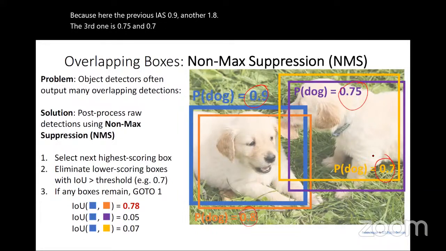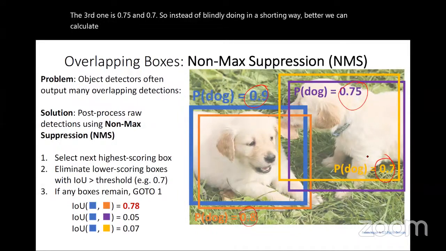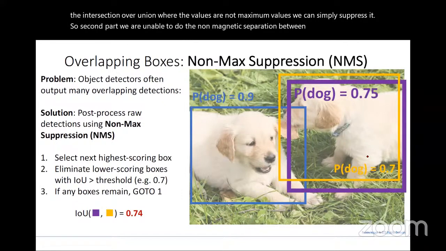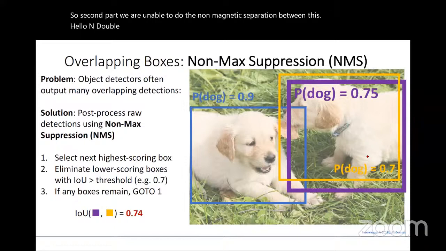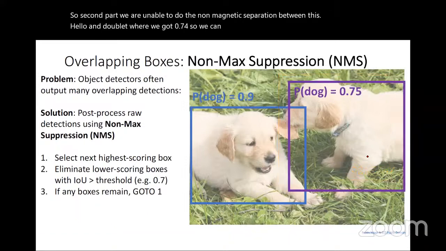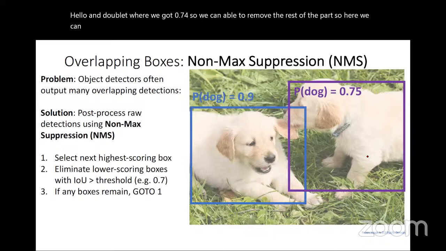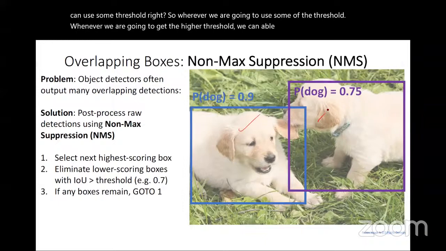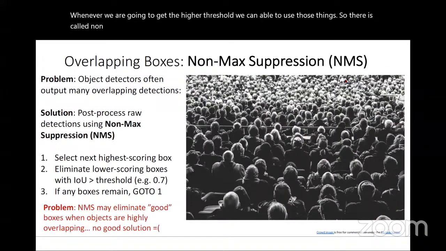So instead of blindly doing it in a sorting way, we can calculate the intersection over union, and wherever the values are not maximum, we can simply suppress them. In the second part, we do the non-maximum suppression between the yellow and the velvet, where we got 0.74. So we can remove the rest. Here we can use some threshold, and whenever we get a higher value than the threshold, we keep those. That's called non-maximum suppression.